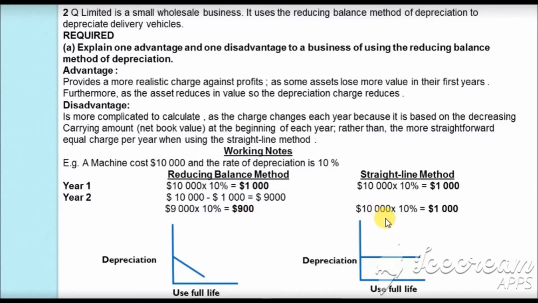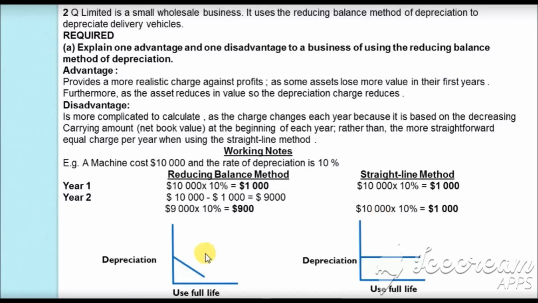For the straight line method, it remains the same because we calculate the depreciation in the straight line method based on the cost. So the cost remains the same, hence the depreciation will also remain the same, that is 10,000 times 10%, which is $1,000. So in the reducing balance method, in the first year the depreciation is high, and as the years pass by, it starts reducing or diminishing. And in the straight line method, the depreciation is the same throughout the useful life of the asset.